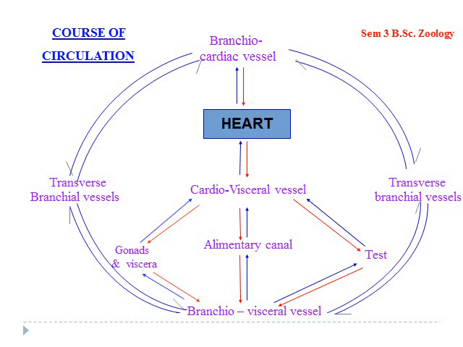So blood flows from the heart to the brachiocardiac vessel at one time, and alternating to it, the heart pumps blood to the cardiovisceral vessel. So there is always a reversal. Consequently, the vessels which in the first case carried deoxygenated blood from the heart, in the second case will carry oxygenated blood to the heart.